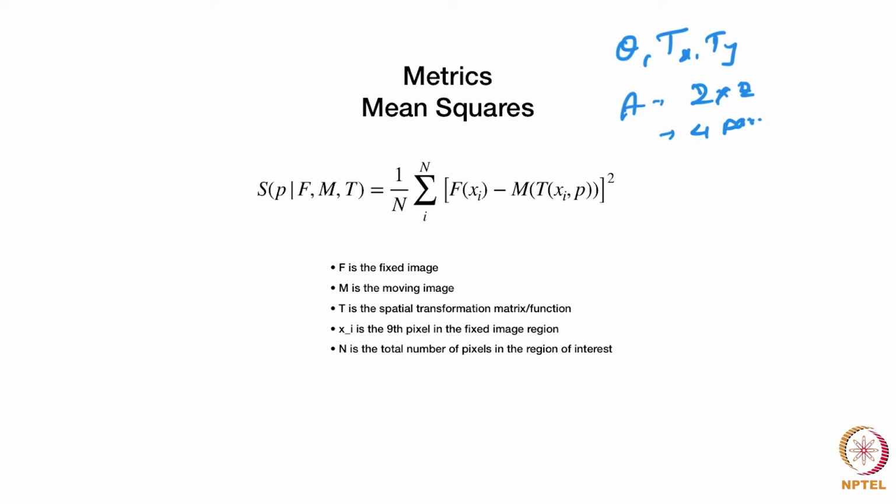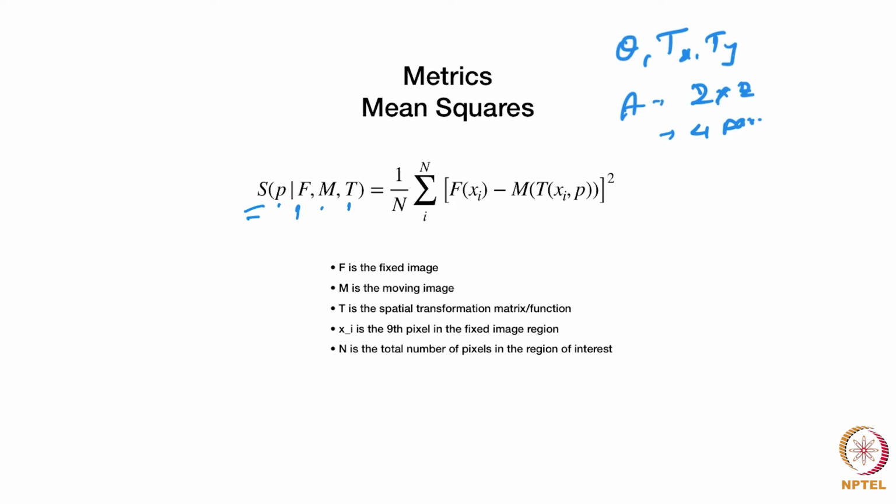There are several metrics that are used, but we are going to look at image intensity based metrics, which are often used, especially in the context of rigid body registration. The first one we are going to look at is the mean squares metric. You can also call it the least squares metric, wherein the formula is given here. S refers to the metric, which we are treating as a function of P, the parameters of the transformation that we are trying to estimate. F is the fixed image, M is the moving image, T is the transformation itself. We'll see how it comes into the picture.